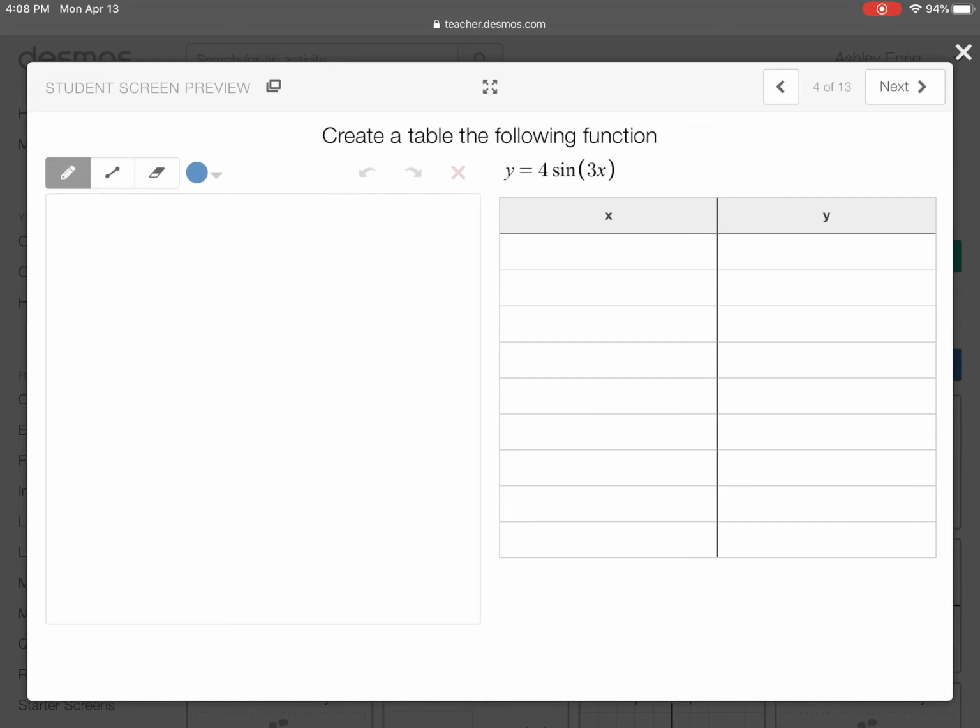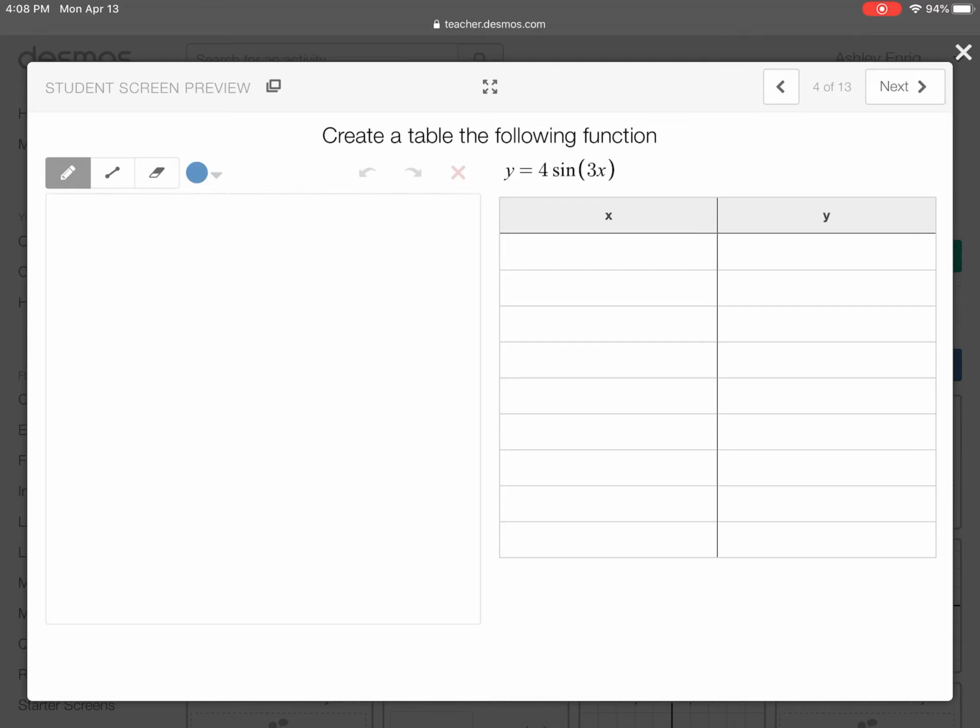Alright guys, let's go into how this is going to work with Desmos. So on Desmos, you're going to see a problem that looks like this. Create a table for the following function. I obviously cannot type. English is not my thing, you guys know this. So let's look at this function right here.